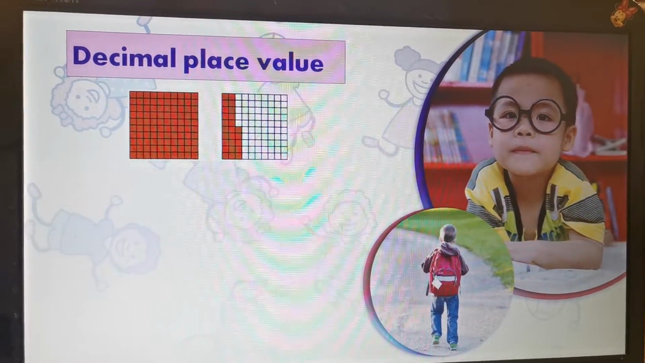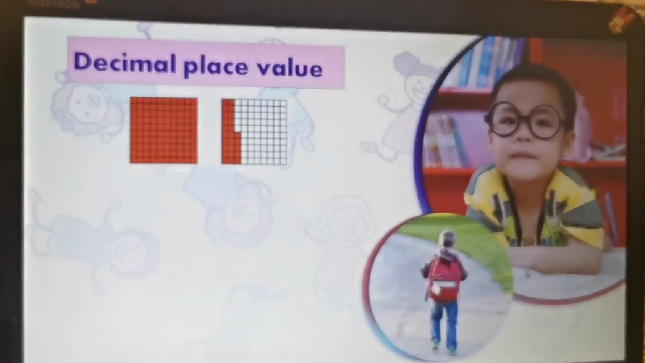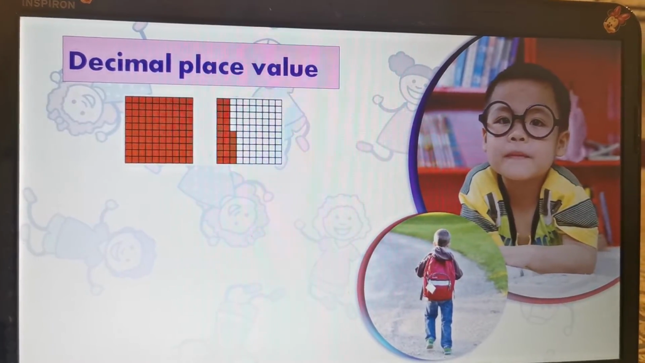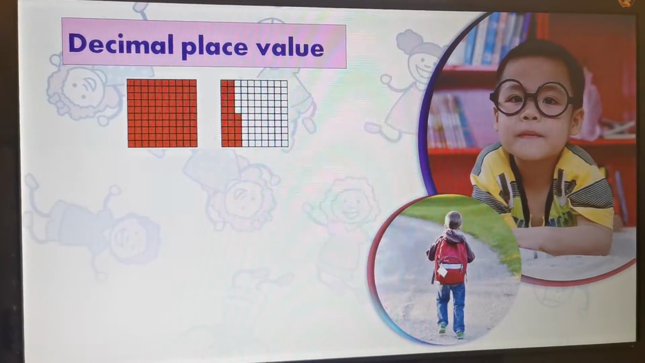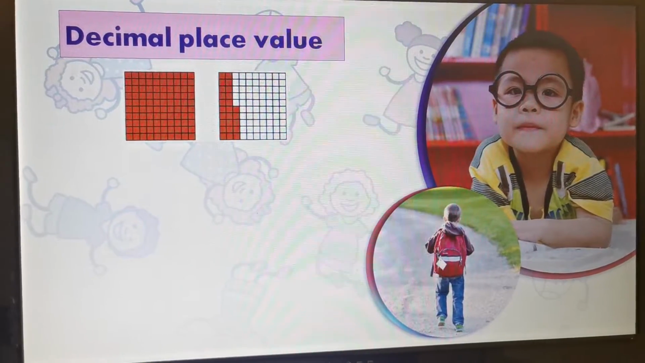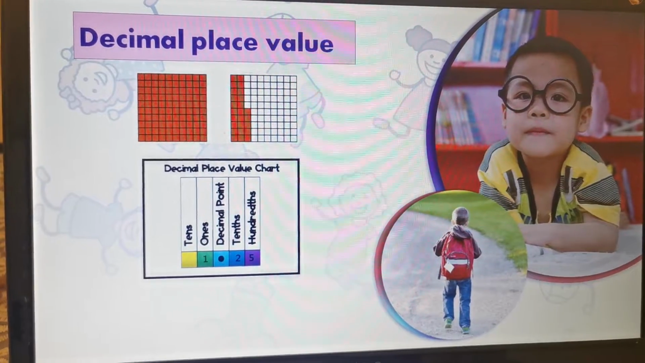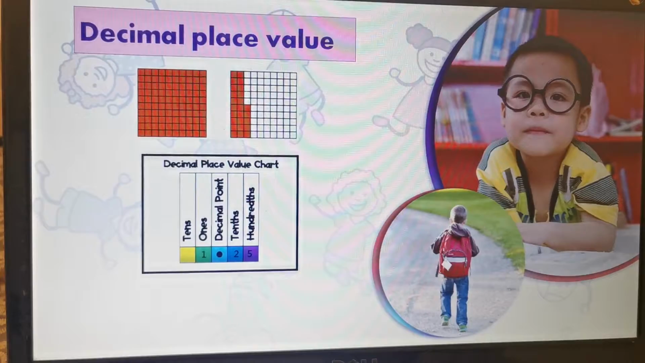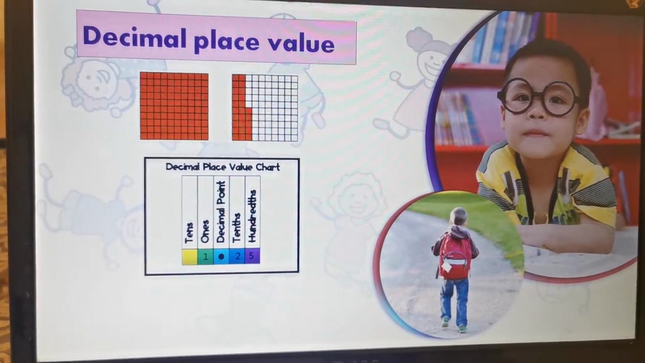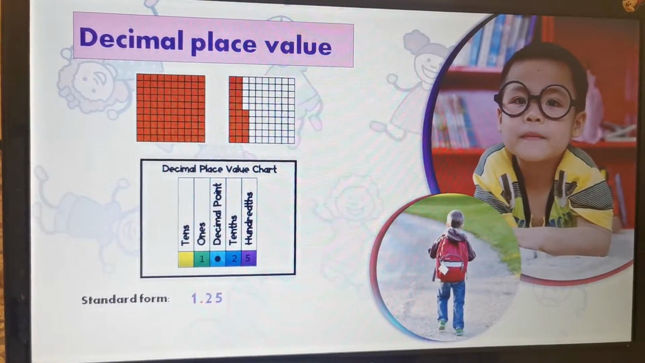Do you remember this grid? If we want to write it as a decimal, how do we write it? Excellent. We write first 1 as a whole and 25. 25 what? Who remembers? Excellent. This grid represents hundredths. So it's 1 and 25 hundredths. This is the decimal place value chart: 1, decimal point, tenths, hundredths. So 1 and 25 hundredths. This is called the standard form.